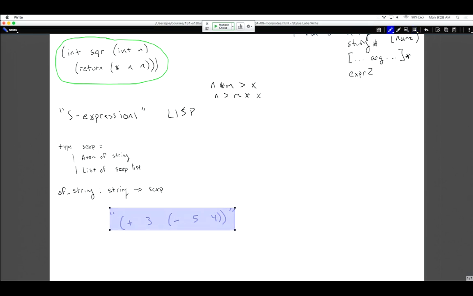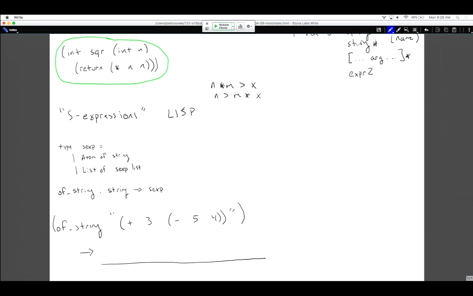Let me just write this as an actual call so it's clear what we mean: ofstring applied to this string. What do we expect that to produce? If our representation of S-expressions is this type SEXP here, what do we expect this to produce as an answer using those constructors? Take a minute, think about this. What do you expect to see come out here using this SEXP type, using the constructors atom and list?